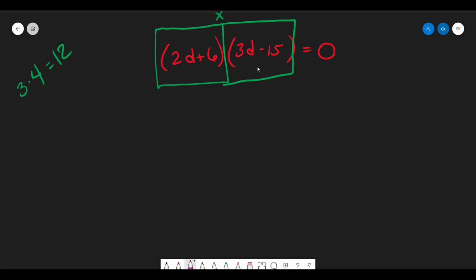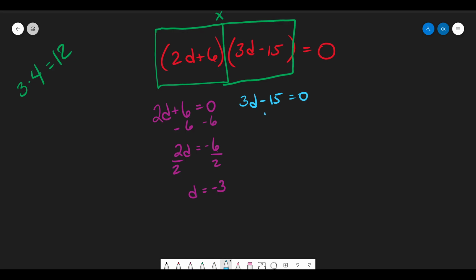So I'm going to take my first factor, 2d plus 6, and set that equal to 0. Then I'm going to take my second factor, 3d minus 15, and set that equal to 0. And now I'm going to solve both of my different equations here. I'm going to solve 2d plus 6 equals 0, and 3d minus 15 equals 0. So here I'm going to subtract 6 from both sides, so I have 2d equals negative 6. Then I'm going to divide by 2, so I have d equals negative 3.